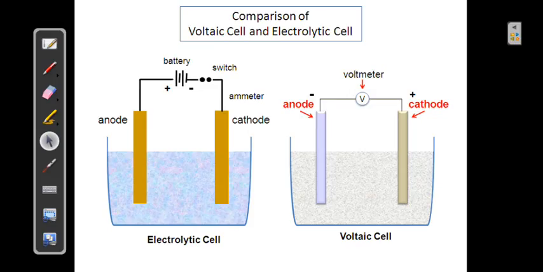So you can see for yourself the electrolytic cell. This is how it looks. They use the external circuit with the power source, the battery, with a switch and meter, whereas the voltaic cell only has a voltmeter to measure the current. They don't produce the current, but they measure the current.